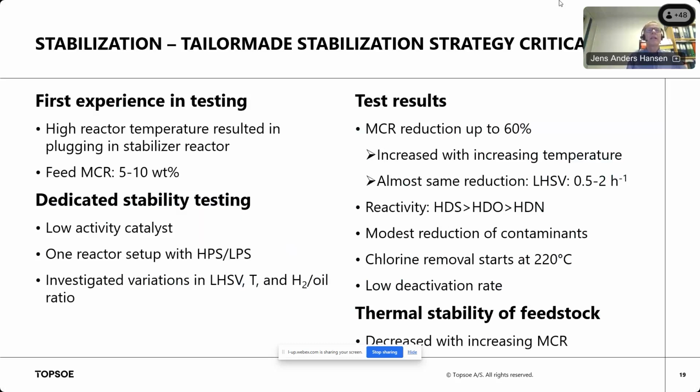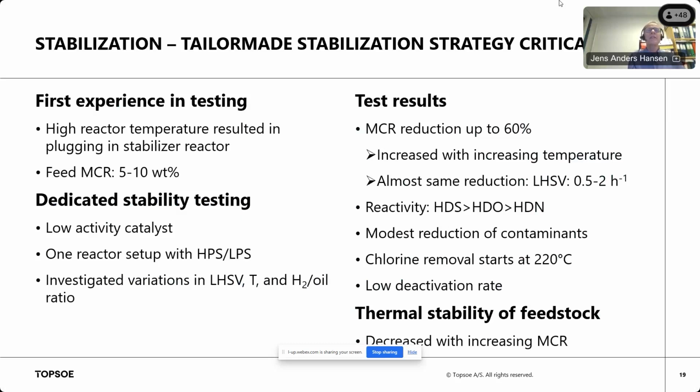And we saw an increase in reduction with increase in temperature. It was not so much a function of space velocity. Also, some sulfur, oxygen, and nitrogen was removed. It was easier to remove sulfur than oxygen than nitrogen. Contaminants were reduced not so much at these low temperatures. You could see removal of chlorine started at 220 degrees C, and in fact we had a low deactivation rate.